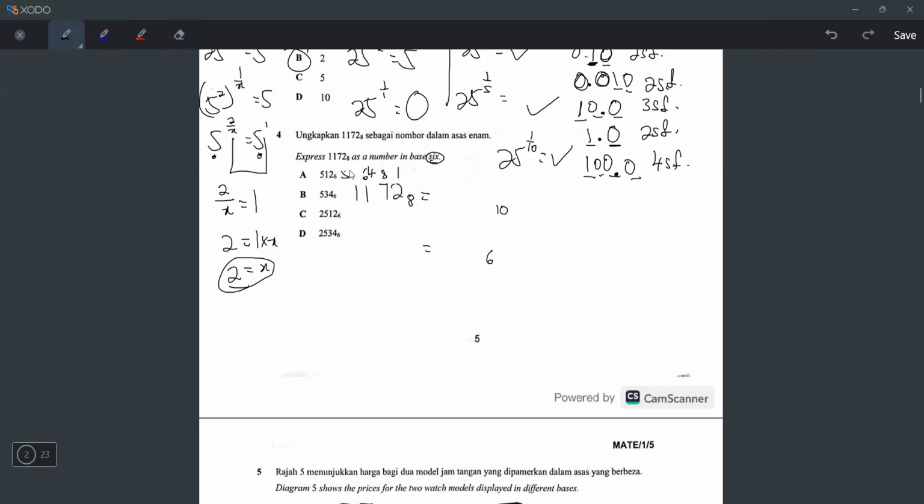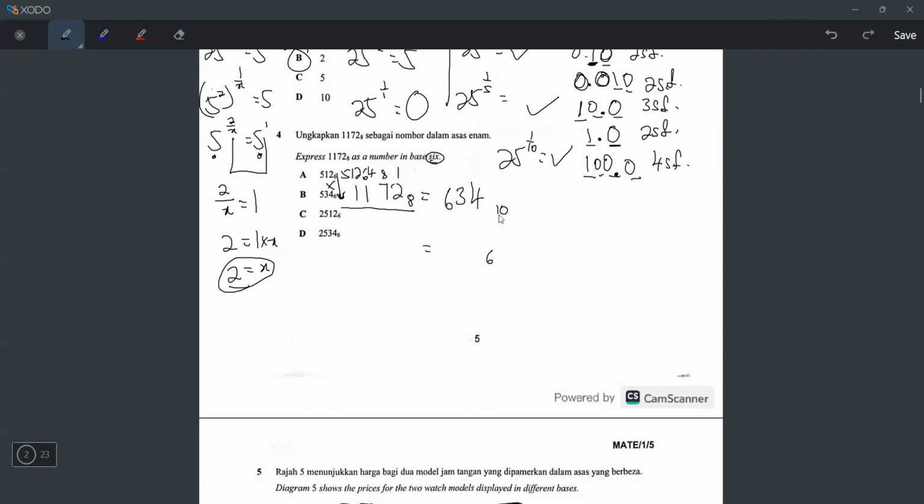512. And now what you do is you have to times this together. So what you press is 512 times 1 times 1, and then plus 64 times 1 plus 8 times 7 plus 1 times 2. Okay, I got 634. But that is not the answer. That is just 634, but that's in base 10. I want in base 6.